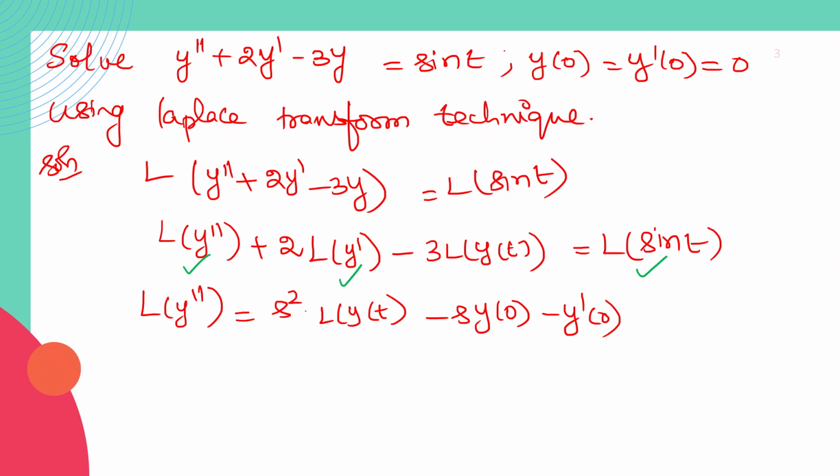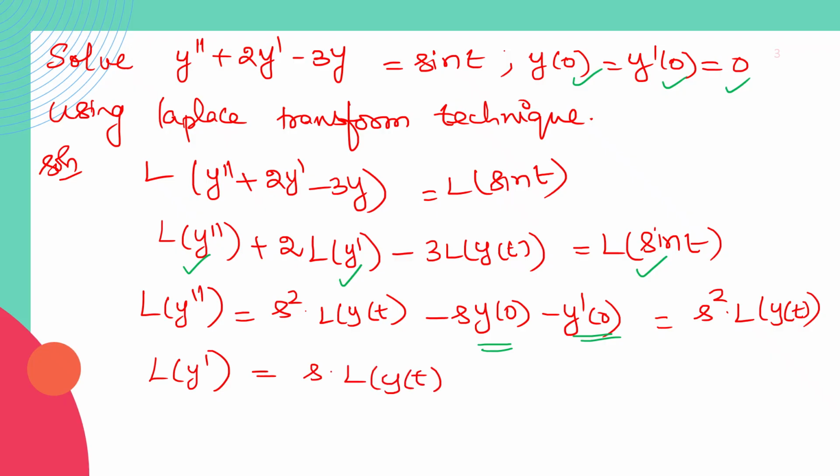In this equation, we use the initial conditions y of 0 equal to 0 and y dash of 0 equal to 0, because it is given in the question itself. When we substitute, we simply have s square into L of y of t. The second and third terms will vanish. And we know that L of y dash is equal to s into L of y of t minus y of 0. So when we substitute y of 0 as 0, the second term vanishes and we have s into L of y of t.